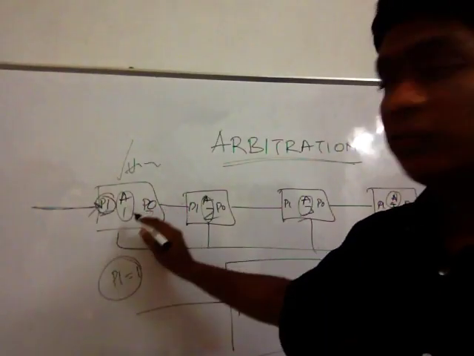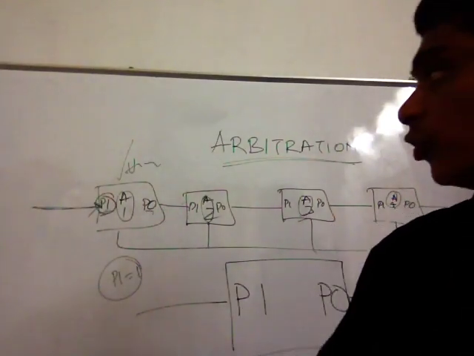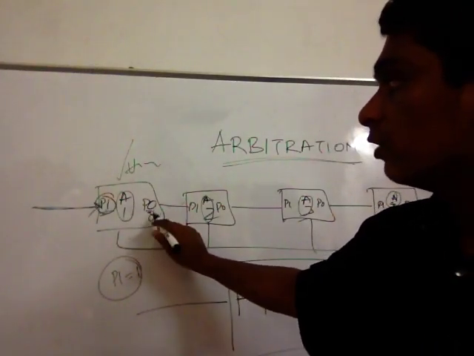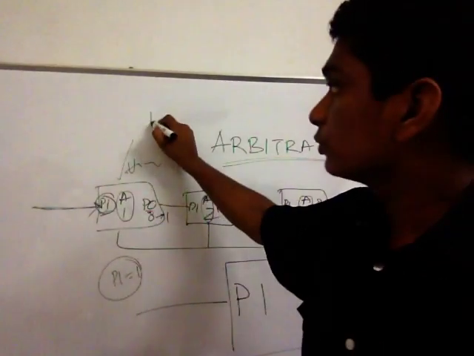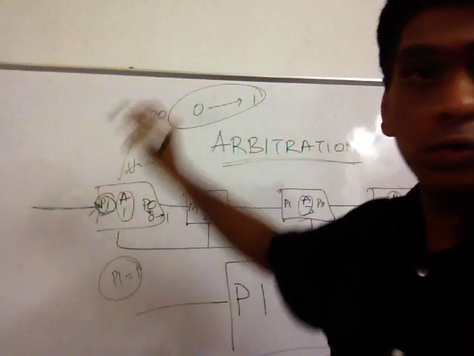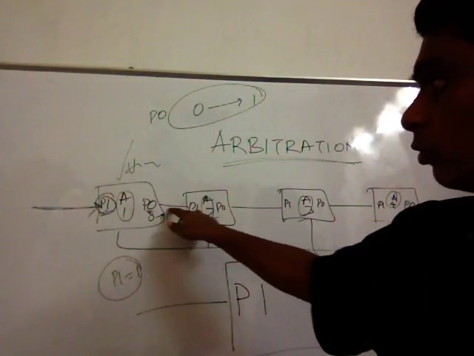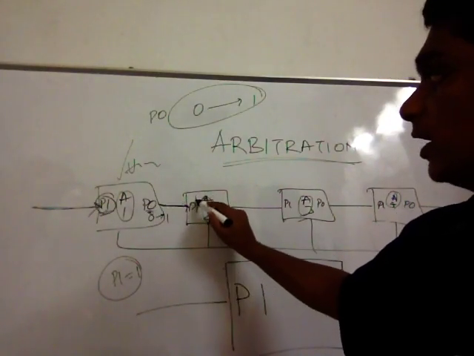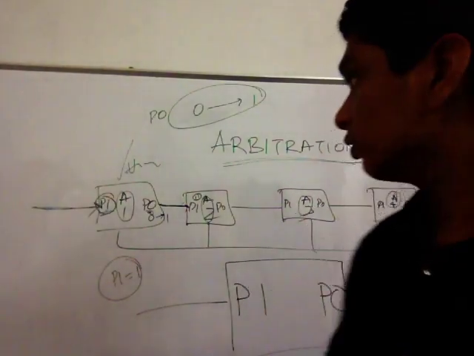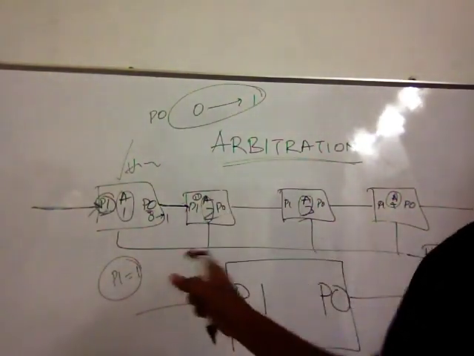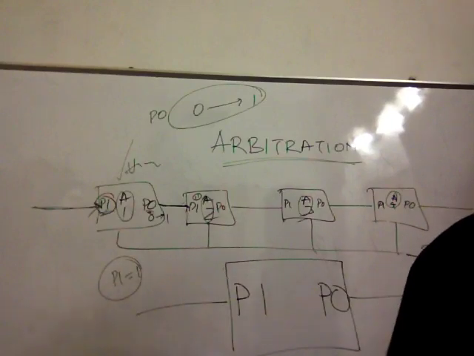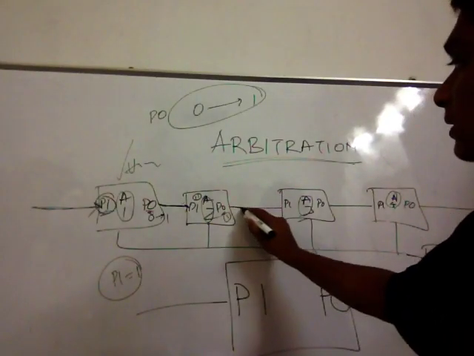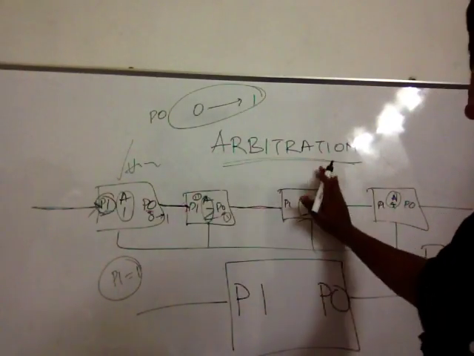But if it is done with the work it has to do, the PO value will become 1, from 0. So what will this bus line do? This 1 will be carried like this. Now here PI will be 1. If this arbiter wants to use the bus line, it will use it. But if it does not want to, its PO value will become 1 and the control moves on to the next arbiter.